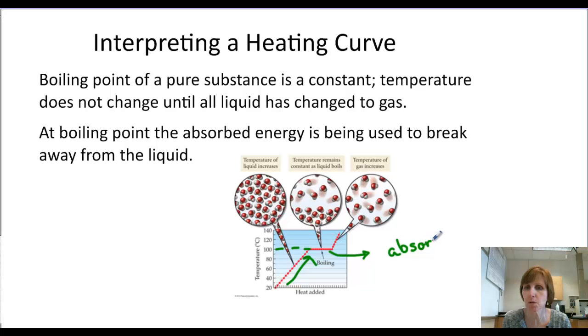So energy absorbing is happening here. I'll just put absorb energy. All right, and the same will happen at the freezing point or the melting point. We're going to see a plateau at those points as the bonds are broken and reformed.